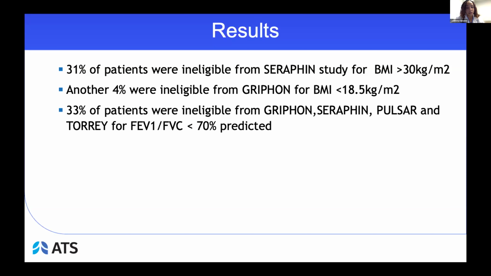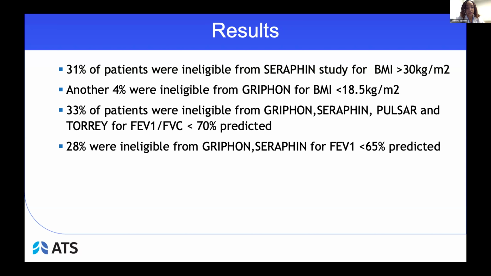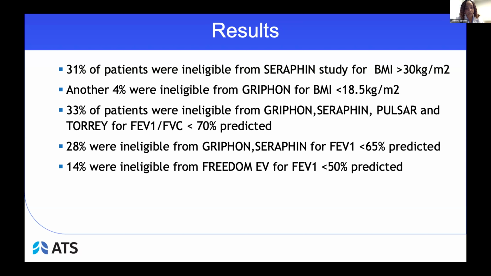The biggest number of exclusions was 33%, and it was based off of their FEV1 to FVC ratio being less than 70%. And this was found in Griffin, Seraphim, Pulsar, and the Thur trial. Another 28% were ineligible for Griffin and Seraphim trial because of FEV1 less than 65% predicted. 14% were ineligible from the Freedom because of FEV1 less than 50% predicted.